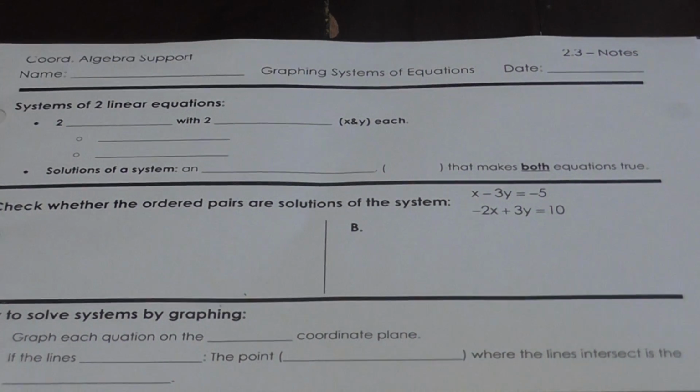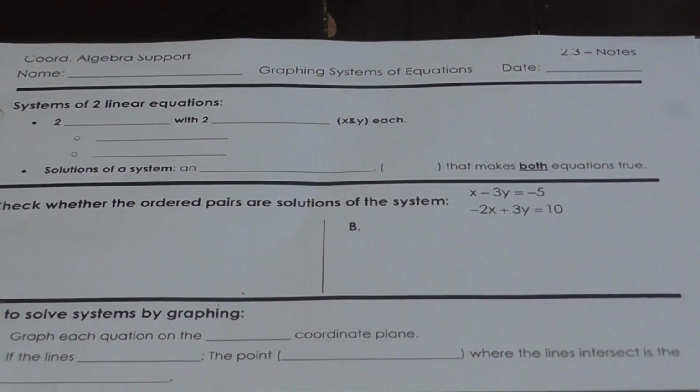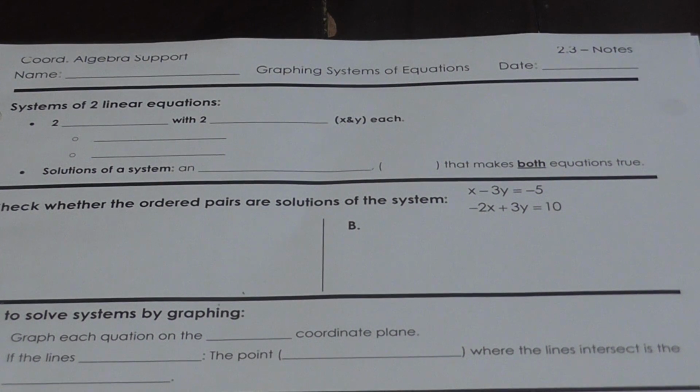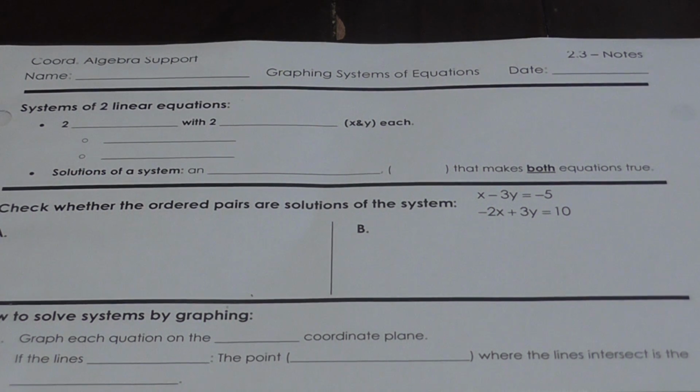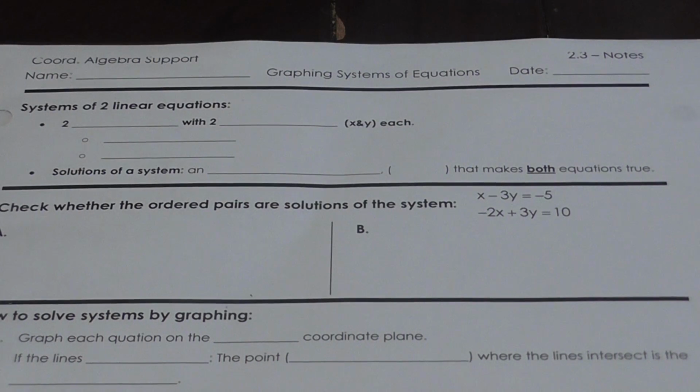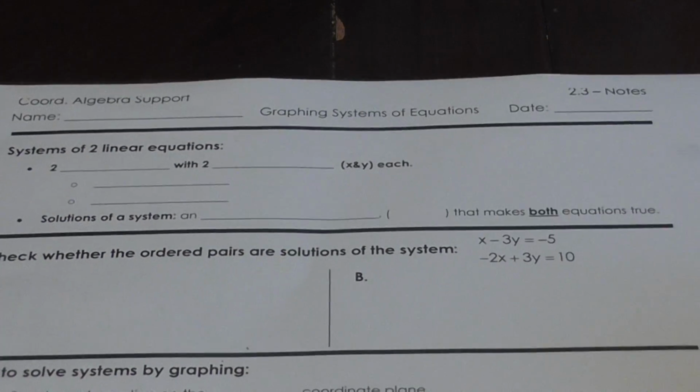Alright, so now that we're done with Unit 1, we're going to start talking about some different topics. We're going to start talking about properties of equality. We're going to talk about graphing systems of equations and systems of equations in general, finding solutions for two equations at a time. So it's always going to be the point, the x and y values, that would satisfy both equations at the exact same time.